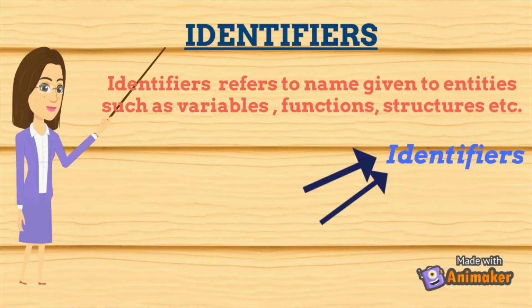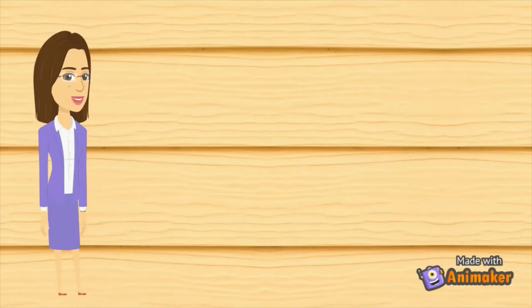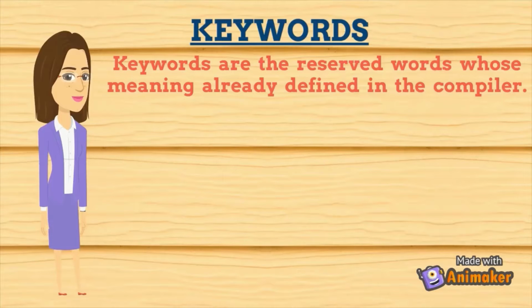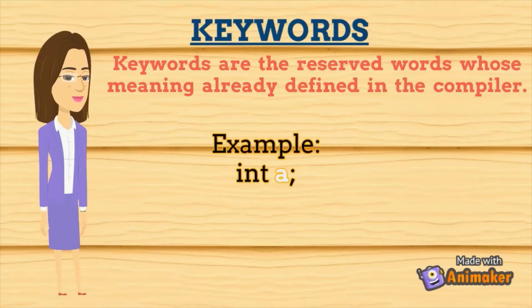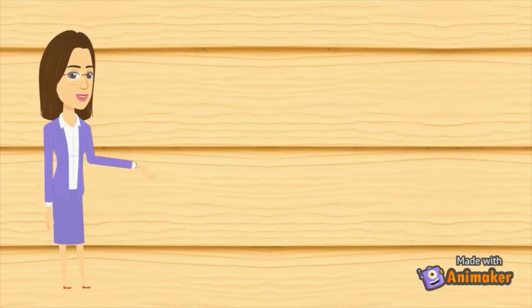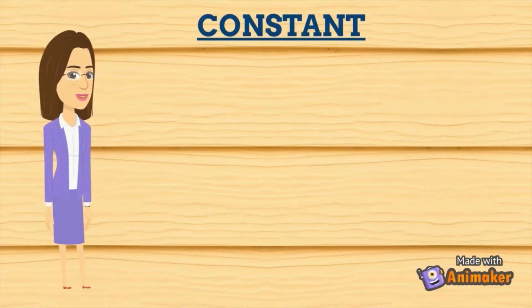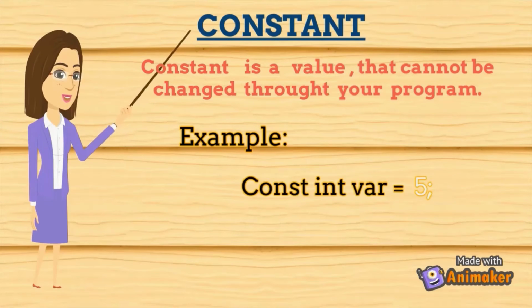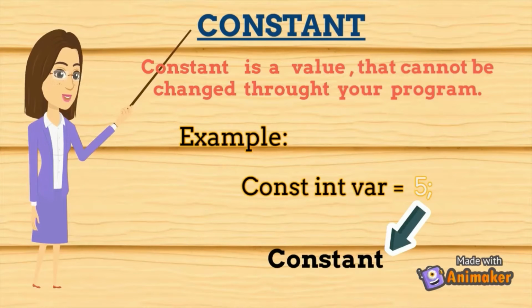Next we can see keywords. Here keywords are the reserved words whose meaning is already defined in the compiler. For example, here int is a keyword. We cannot use any other word as keyword. Next one is constant. Constant is a value that cannot be changed throughout your program. In this example, number 5 is constant. That cannot be changed throughout your program.